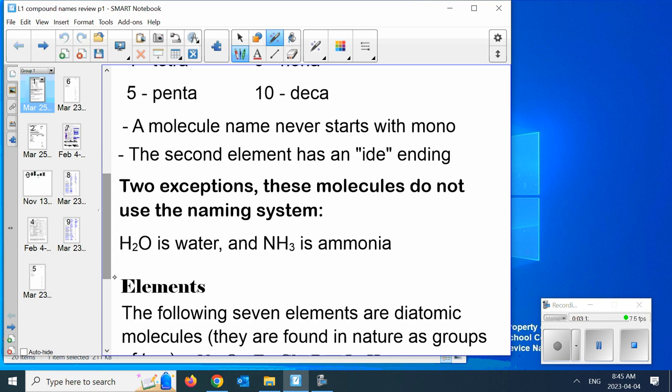There's two exceptions. They don't use the naming system, and this is the proper name: water. And that one I think you know. You've probably heard of ammonia, but you might not remember if you've seen it before. That's NH3. Do not call it nitrogen trihydride. That is a mistake. It's ammonia.